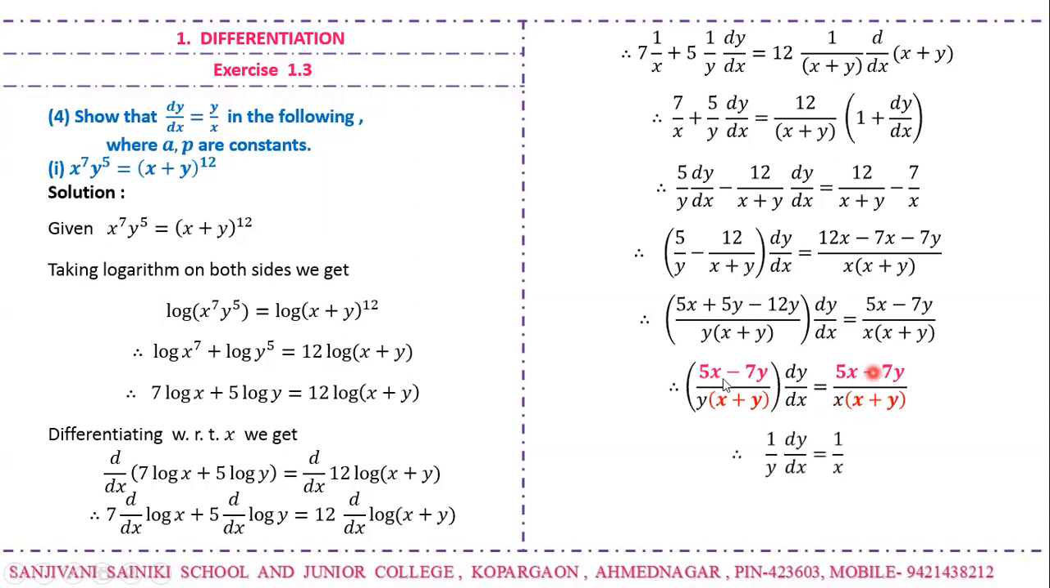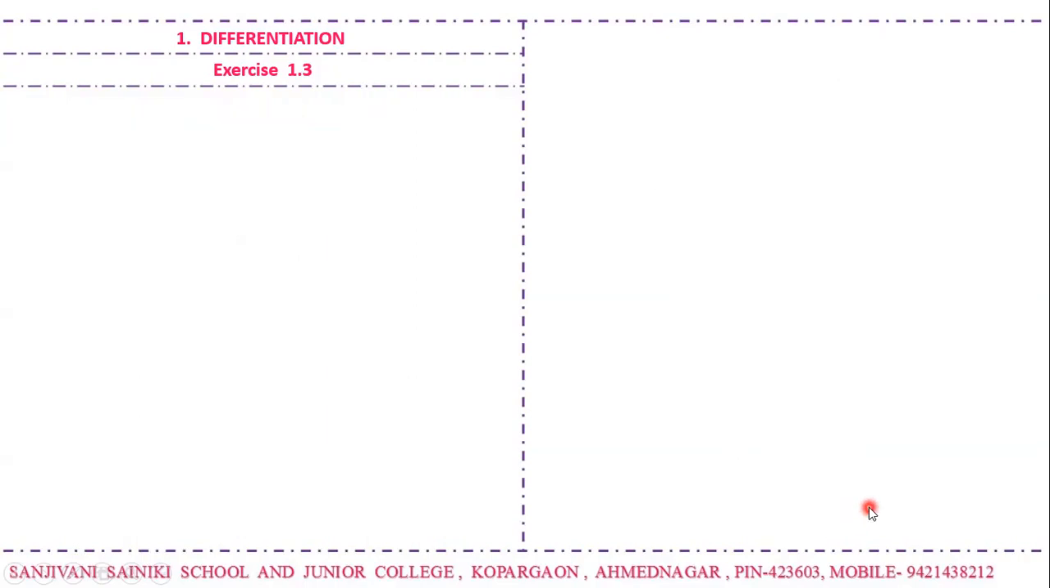So they cancel each other, and this (x plus y) will also cancel, and you get 1 upon y dy by dx is 1 upon x. So dy by dx is y by x.